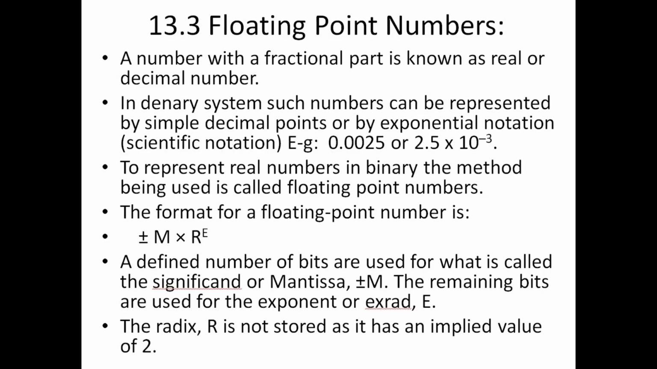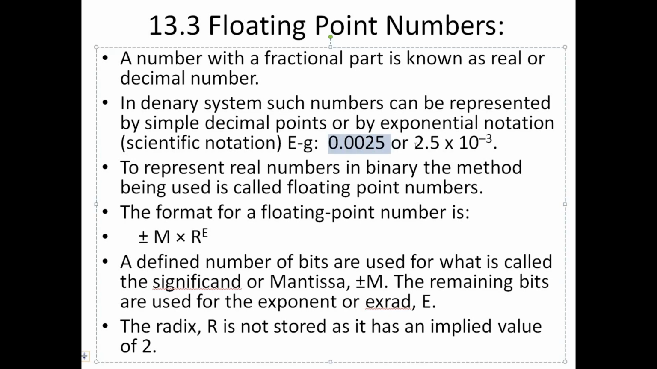Now basically, as you all know very well, a number with a decimal point is known as a floating point number, or a real number or a decimal number. In specific terms it is known as a floating point number. In denary numbers, you can either write them as decimal or you can write them in exponential or scientific notation, or sometimes this is known as standard form as well.